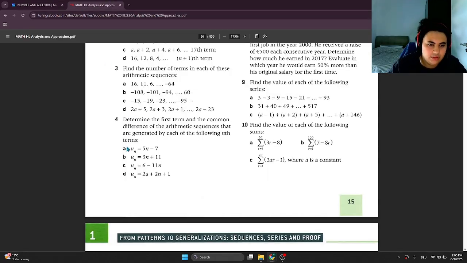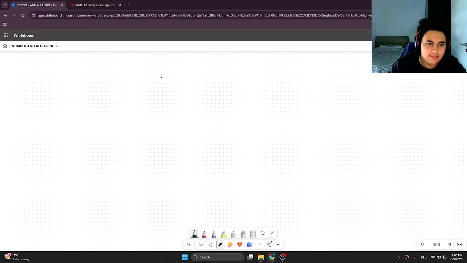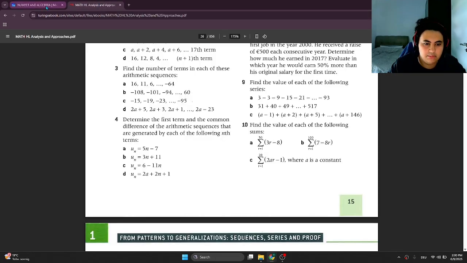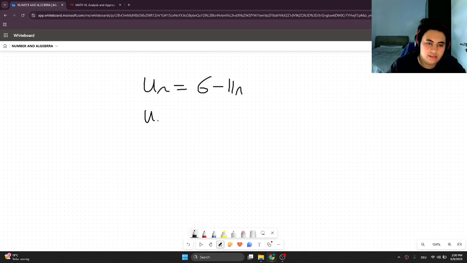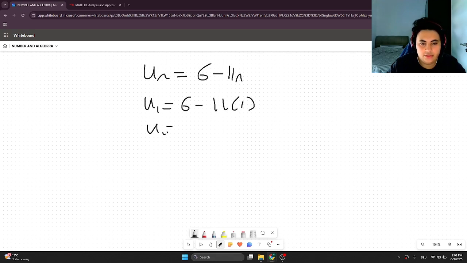We then have un is equal to 6 minus 11n. Okay, so say u1 is equal to 6 minus 11 times 1, which is just 11. That's going to give us u1 is equal to 6 minus 11, so it's negative 5.